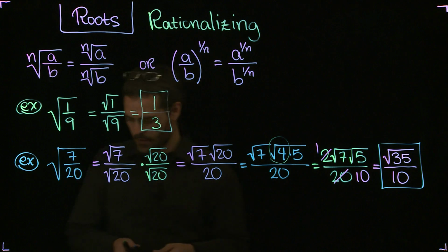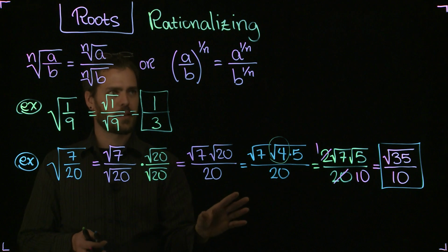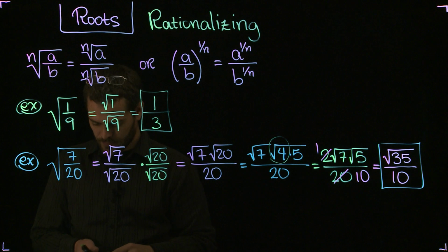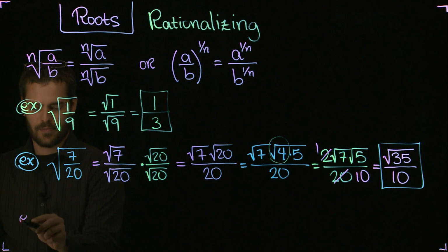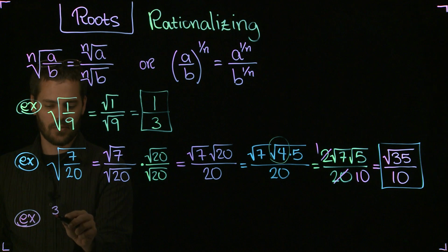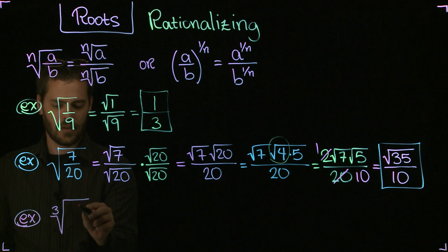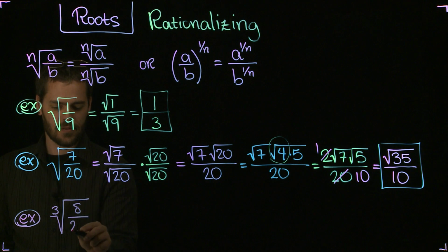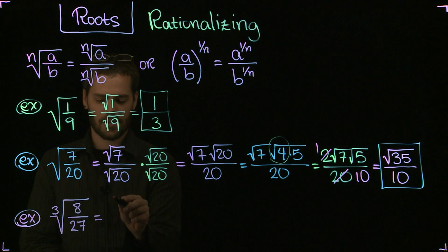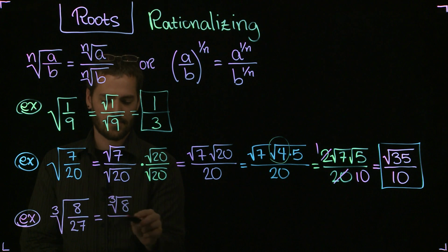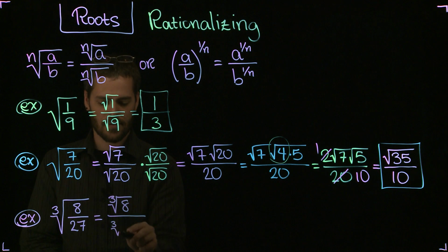Let me see if I have room for another one down here, and then I think I'll erase it and put a couple more. How about this one? Let's do a cube root. Okay, suppose I had the cube root of 8 over 27. Using the property above, I'm going to separate this into the cube root of 8 over the cube root of 27.